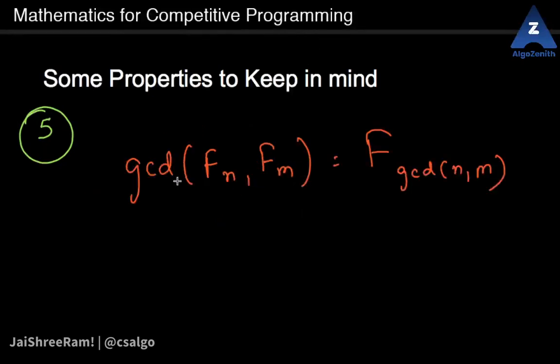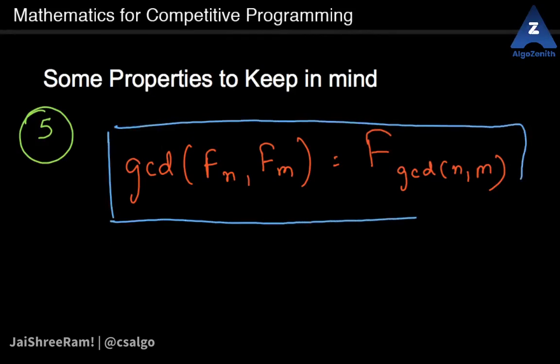Also, there is a very interesting property of Fibonacci numbers regarding the GCD. When you need to find the GCD of two Fibonacci numbers f of n and f of m, you can take the GCD of the indexes. So the GCD of f of n and f of m would be the Fibonacci number of the GCD of n and m. This makes it easy to find the GCD of large Fibonacci numbers, because you cannot really calculate the large numbers and then take a GCD, since you would have to store them modulo something. Instead you can calculate the GCD of the indexes first and then take the Fibonacci number, and that would be correct.